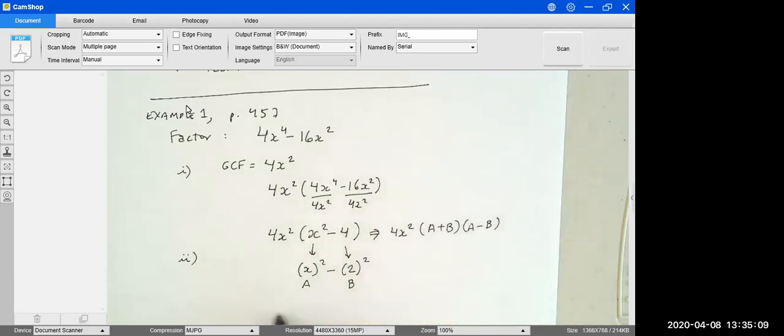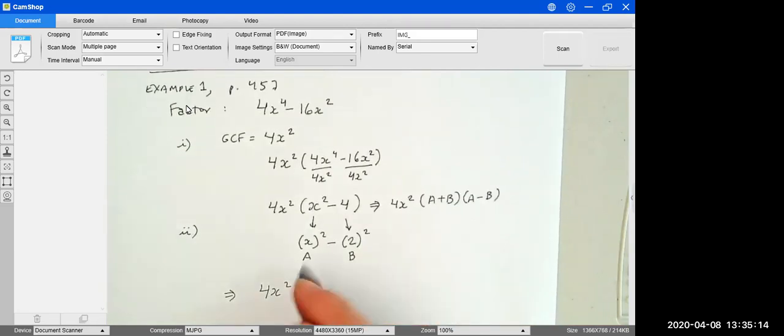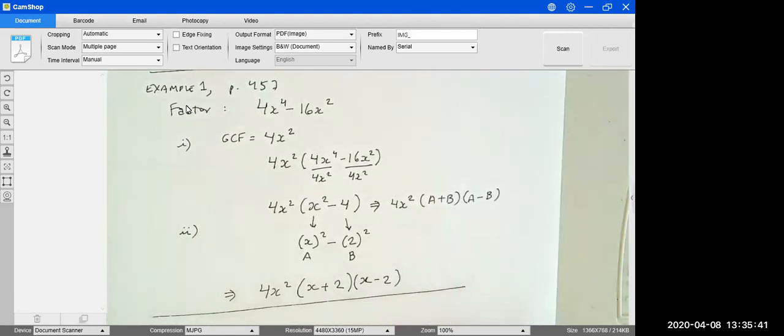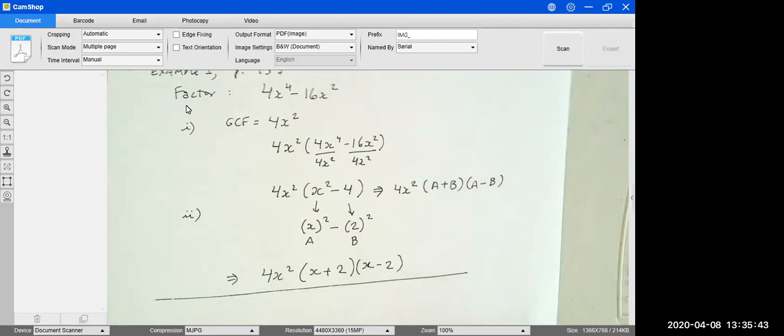So then we're going to write 4x squared that multiplies a, which is x, remember, a is just what is inside of the parentheses, plus b, which is 2, then we multiply this by x minus b, its conjugate, so this is the conjugate of x plus 2. So we check again, we have a difference of two terms here, but these are not perfect squares, so our work has ended. So that's the first example.